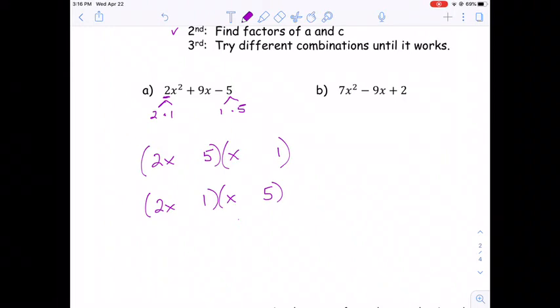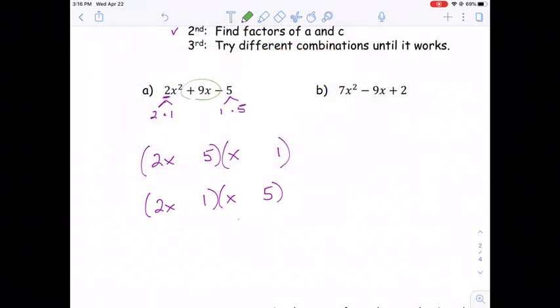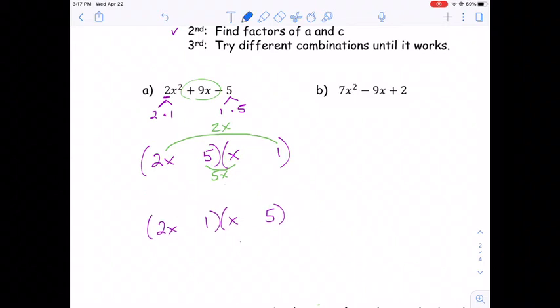Now I just need to see, how do I get that 9 in the middle? Which one could give me a 9 in the middle? So I'm just going to check by multiplying. If I did the 2x times the 1, that's going to be 2x. The 5 times the x, that's 5x. The 2x and the 5x, do they add or subtract to a 9? No, they don't. So now I'll check the other pair that I listed down here.